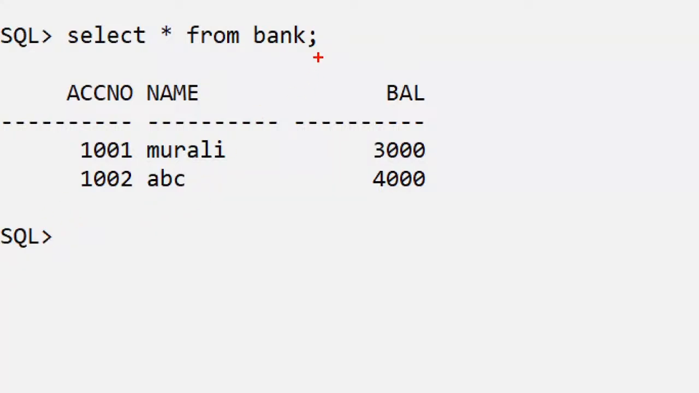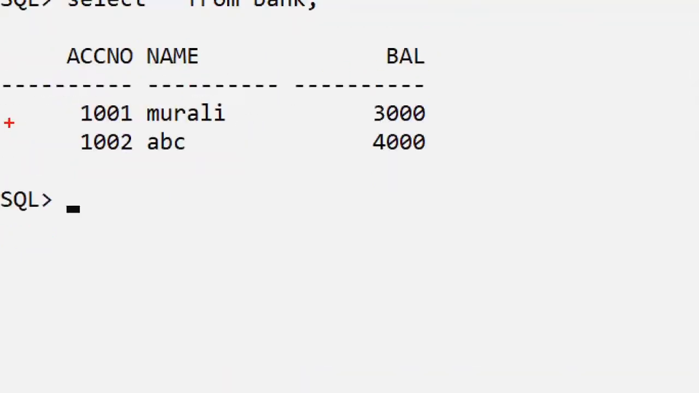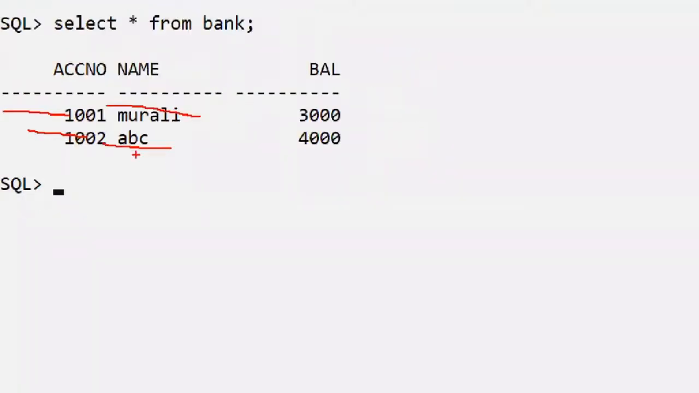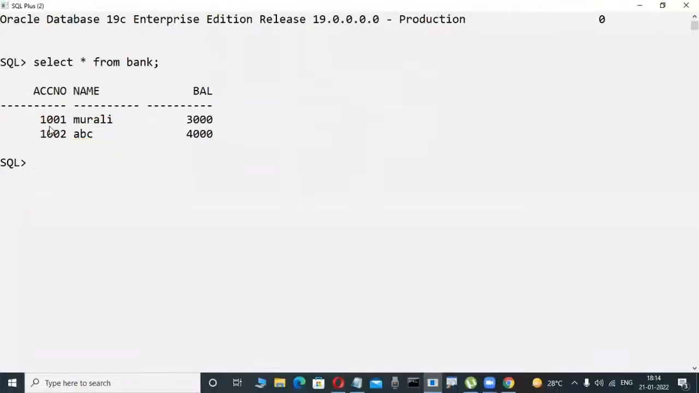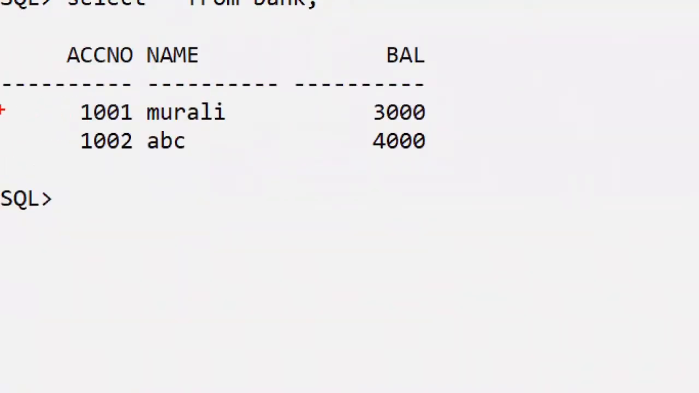Suppose this is in a bank, for example, SBI bank. In this bank, this is the data. Observe here, these are columns: account number, name, and balance. These are called columns. Here, these are 1001 and so on. These are called rows or data. Suppose this data, observe it here for 1 minute. 1001 is an account number.